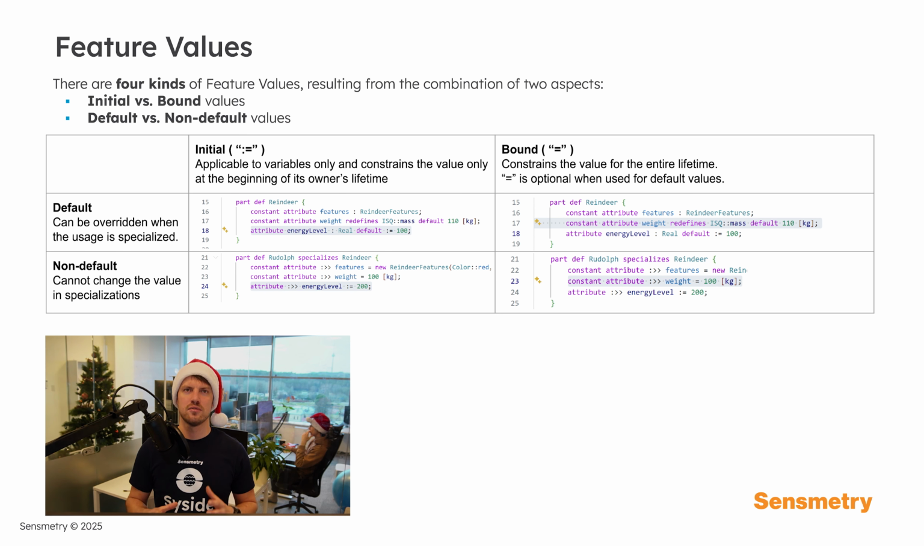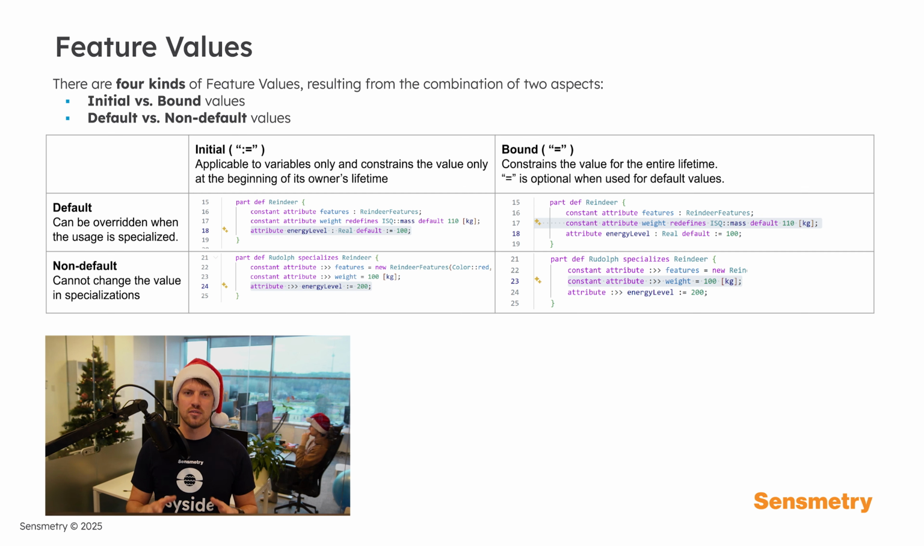There are 4 kinds of feature values resulting from combination of 2 aspects. First aspect, initial versus bound values. An initial value denoted by := sign is applicable to variables only and constrains the value at the beginning of its owner's lifetime. In contrast, a bound value denoted by $= constrains the value for the entire lifetime.